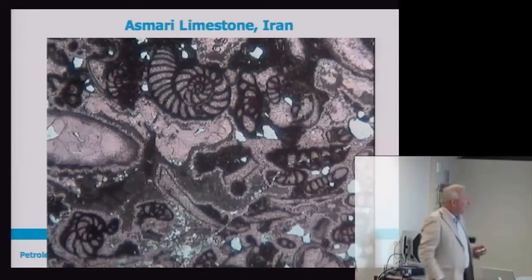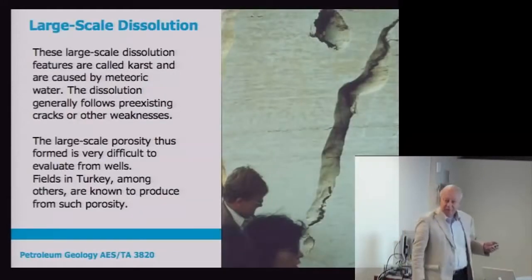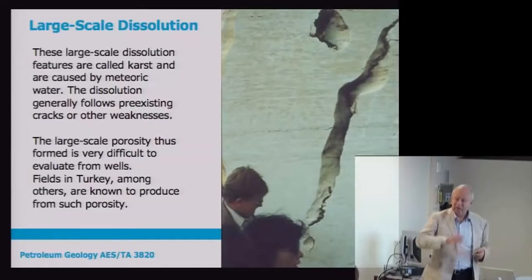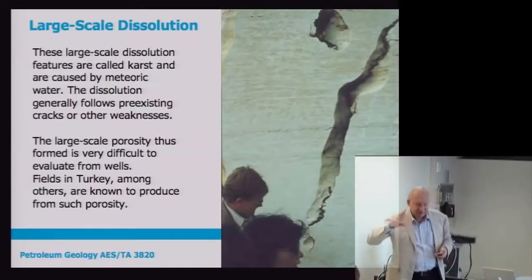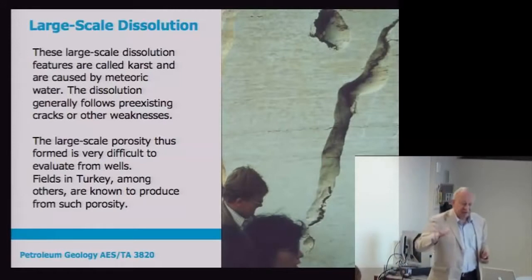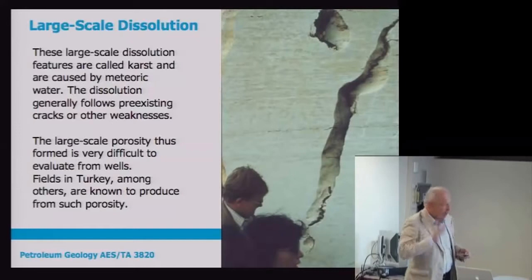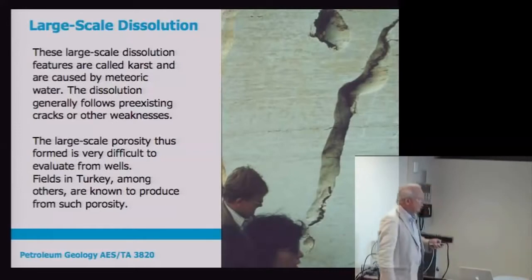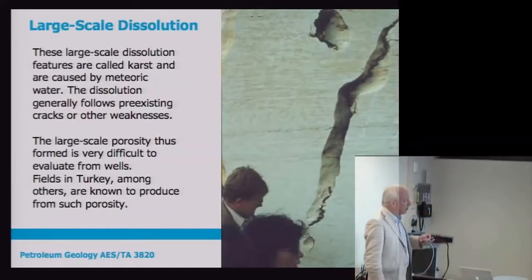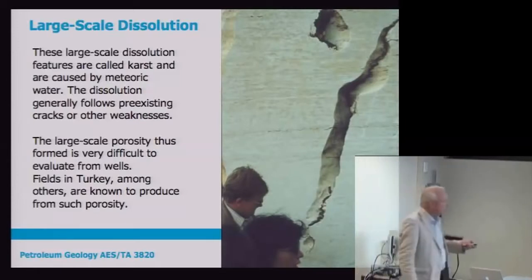It's actually in features like this here. It's in fractures. And that's why these rocks have a relatively low porosity, just a few percent, but they have an excellent permeability, and a very well-connected fracture network. And in this case here, in fact, this is from Croatia, so I'm cheating a little bit. It's not from Iran, but it's from exactly the same age.